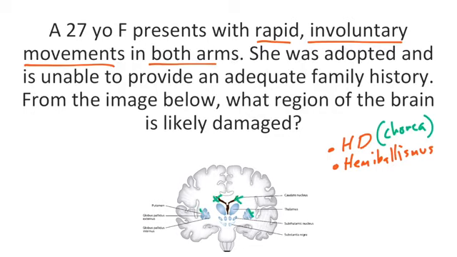putamen on both sides. Now, the reason we're not thinking it's hemiballismus is because if this patient had hemiballismus, we would see more of a wild flailing on one side of the body, which is really not what we're seeing here. However, if we were thinking this patient had hemiballismus, we'd be thinking of damage to the subthalamic nucleus. And it would have to be on both sides because this patient is demonstrating symptoms in both arms. But again, that's not what this patient's demonstrating, so we're thinking it's Huntington's disease.